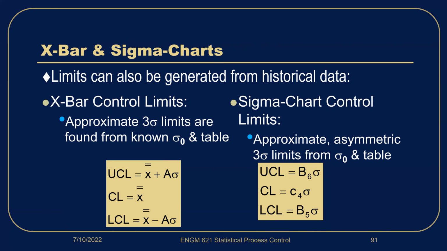Situation 2, if we do have historic data and we know the process standard deviation sigma, then here are another bunch of equations for us to calculate the 3 sigma control limits. When construct X-bar and sigma charts, first, we need to make a judgment whether it's situation 1 or situation 2, whether we know the standard deviation of the process or not. Then we choose the right equations to calculate the control limits.